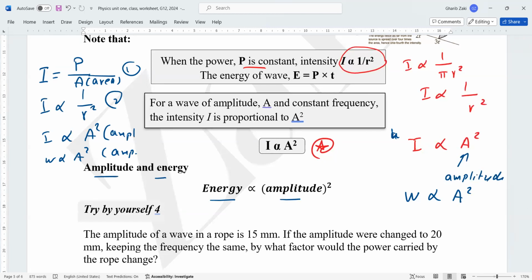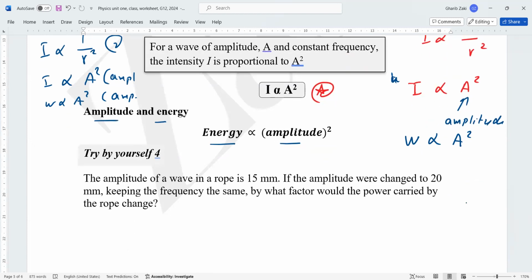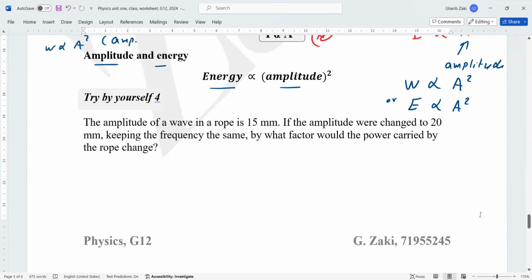Now let us solve the questions to explain this. We can say the energy is denoted by W, or by E, proportional to amplitude squared. Now, look at example number 4 and try to solve it with me.